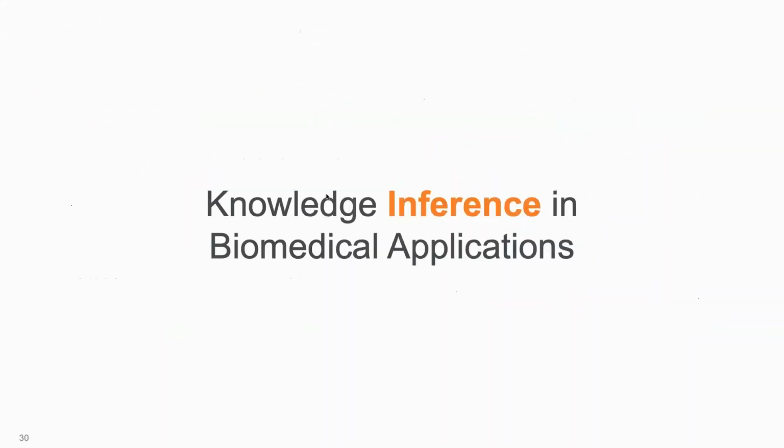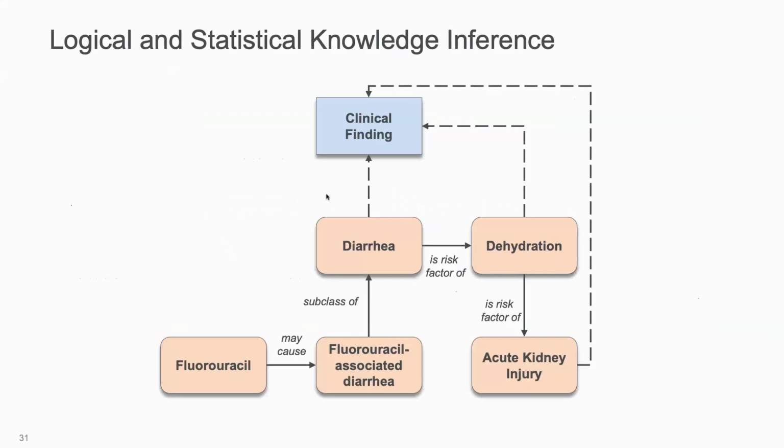And finally, I'm going to talk a bit about how knowledge graphs can help infer new knowledge in biomedical applications. So knowledge graphs can be used for both logical and statistical inference. Here is a trivial example of what I mean by inference. For example, you've got this small snippet of a knowledge graph where you have fluorouracil that may cause fluorouracil-associated diarrhea, which is a type of diarrhea, and diarrhea is a risk factor for dehydration, which further is a risk factor for acute kidney injury.